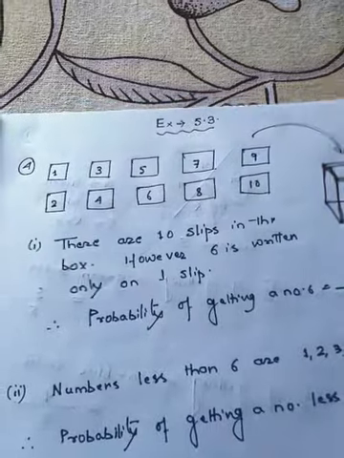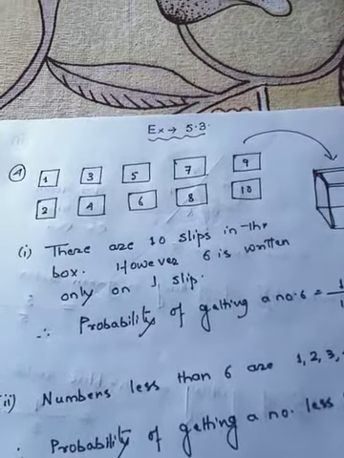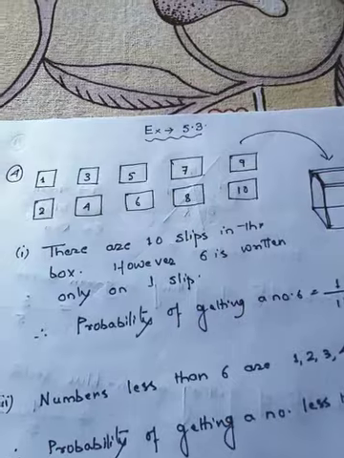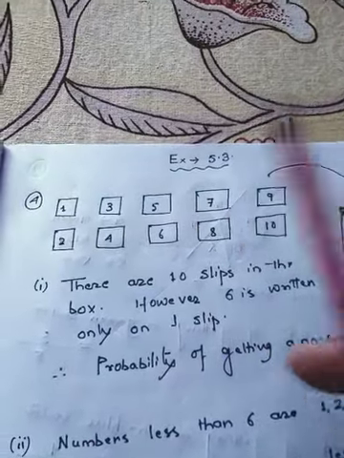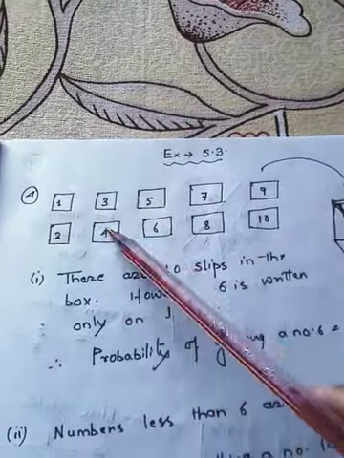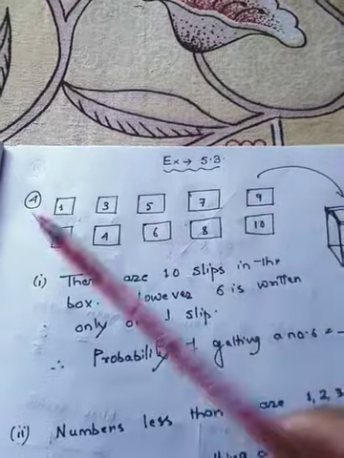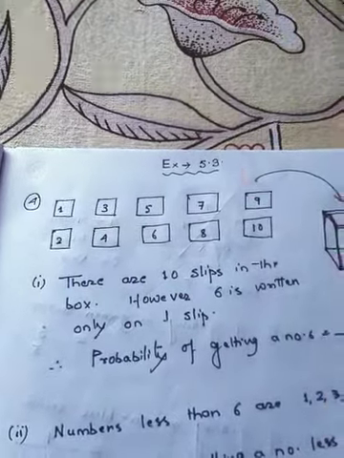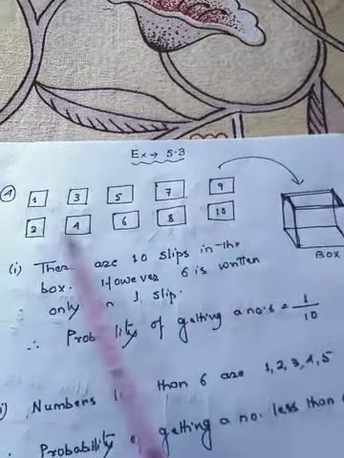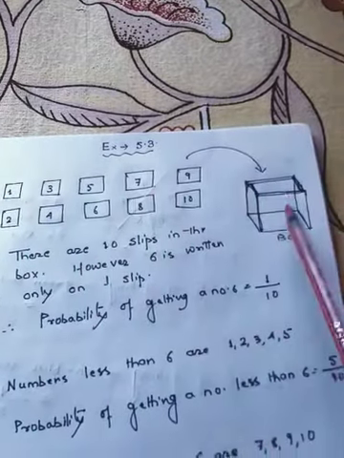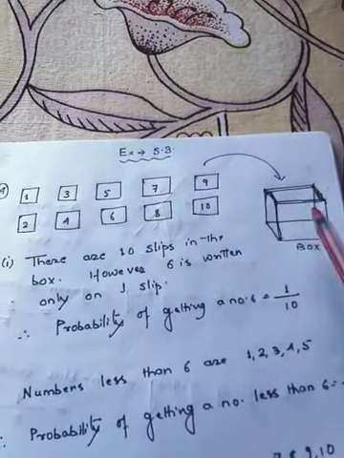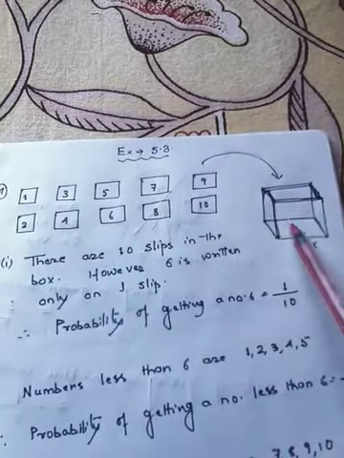Now, according to question number 4, there are 10 slips. In each slip, some numbers are written as 1, 2, 3, 4, 5, 6, 7, 8, 9, 10. That is, the numbers 1 to 10 are written on the slips, as I have written out here. So all the slips are inside the box. So this is a box, and inside this box, all those slips are kept.